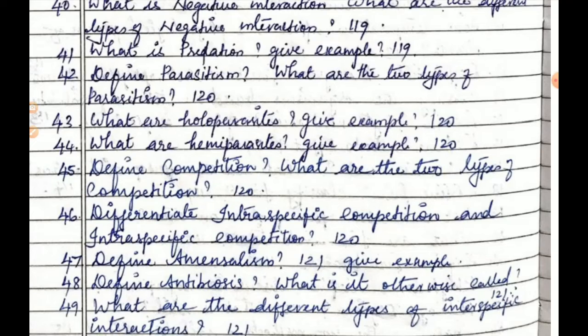Then what are hemiparasite? Sorry, what is the third question? The two types of parasitism, 42nd question. What are the two types of parasitism? Holoparasitism, hemiparasitism. Then 43rd question. What are holoparasites? Give example. The answer is given on page number 120.